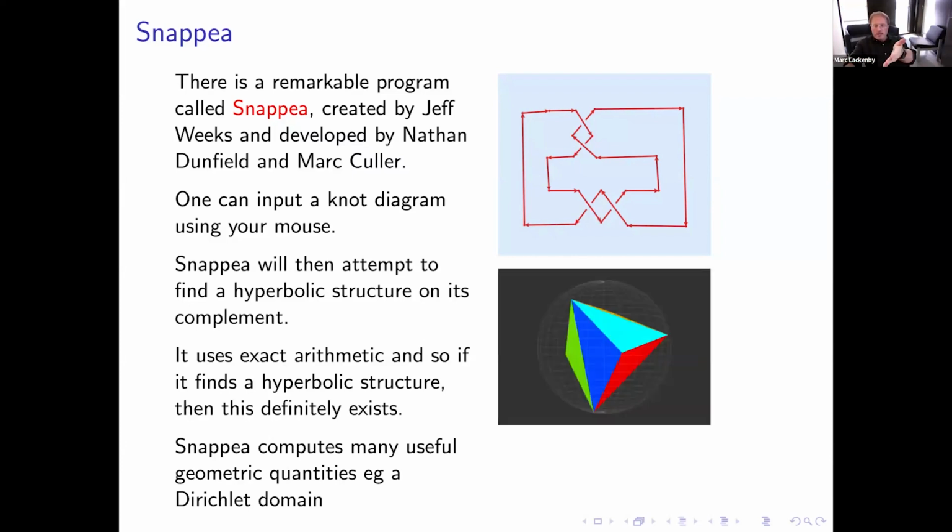So, for example, this is something I did. It spits out this Dirichlet domain for this knot complement. So this is the figure 8 knot. It has a hyperbolic structure, and there's the Dirichlet domain that it spits out. You can see it sort of rotating around there.